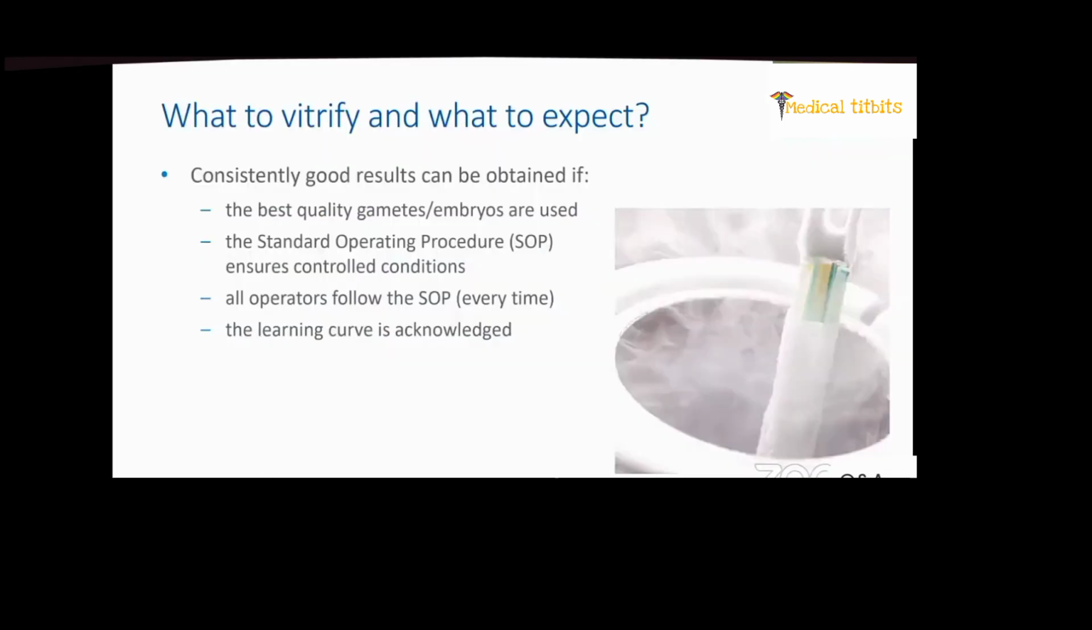When implementing a new technique, we usually expect excellent outcomes. However, to get consistently good results, we should be precise and follow very clear and well-established rules. Firstly, use only good quality embryos. Then, a standard operating procedure, or SOP, for vitrification should be implemented in the clinic to ensure that all the small details have been taken into consideration. All operators, regardless of experience, should follow the SOP and a learning curve implemented.